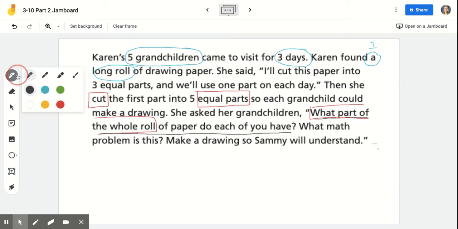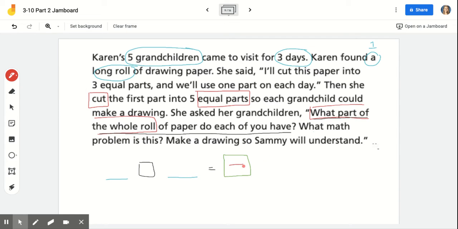All right. Then her youngest grandchild, Sammy, is feeling kind of confused. Let's think about this question too. What math problem is this? We're going to be coming up with a math problem. We're going to think of 2 numbers, and we're deciding what operation we're going to use. And then our answer will be what part of the whole roll of paper does each of the grandchildren have? So our answer will be part of a whole. Are they going to have more than one whole roll each? It's not possible. Our answer is going to be in fraction form, so I'm already going to put a fraction bar there.